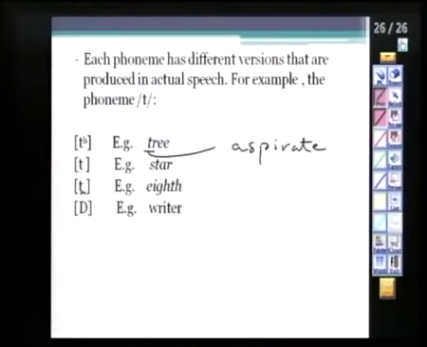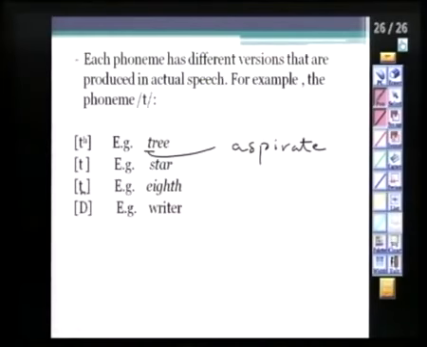You have to aspirate the T. So you don't pronounce it plainly as tree. To have the good pronunciation of the word tree, you have to aspirate the /t/. Next time you pronounce it, the /r/ has to be retroflex, just like we learned in the phonetics chapter, and the /t/ has to be aspirated, okay?